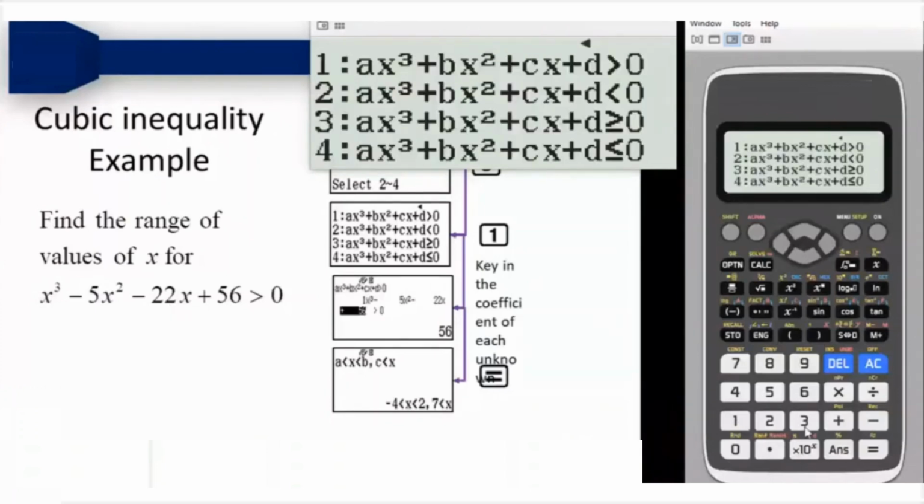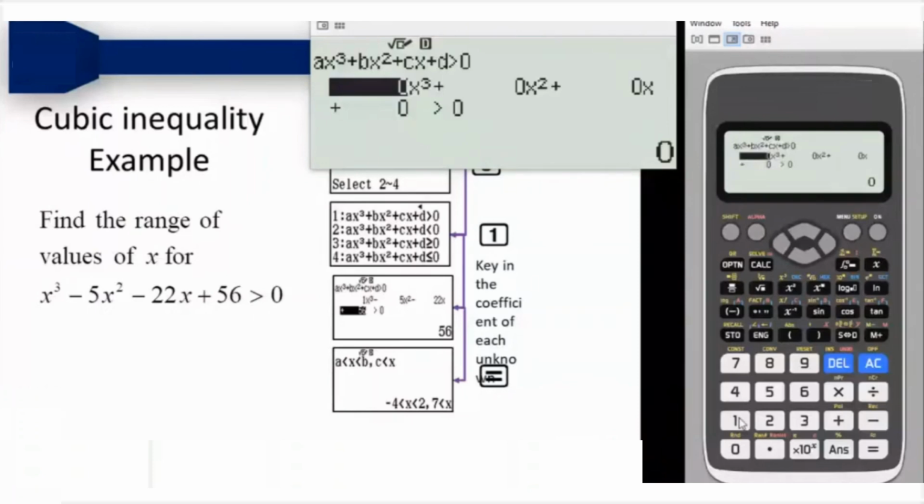Once you select 3, you realize that once again the calculator is giving you 4 options. It is telling you whether you want a cubic inequality with greater than 0, less than 0, greater or equal to 0, or less or equal to 0. Please observe the question. In this question, you need the inequality with greater than 0. Greater than 0 is the first option. So you will press 1.